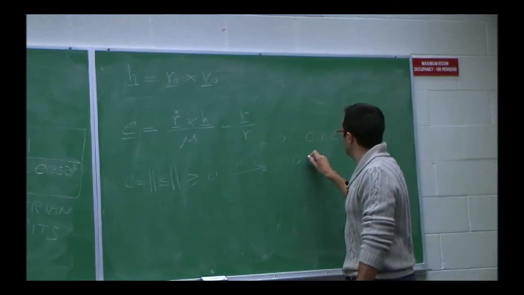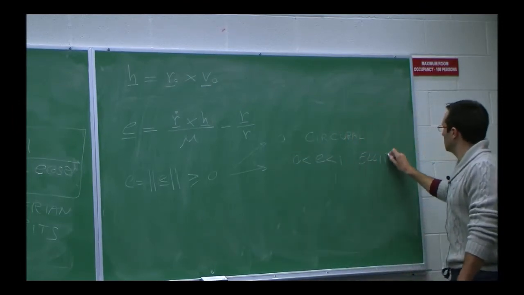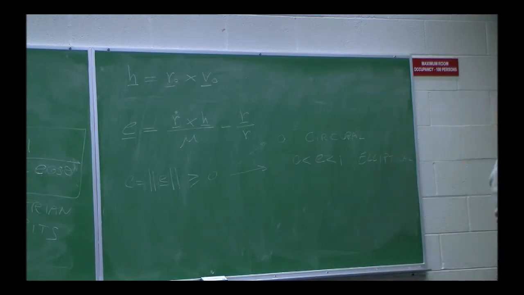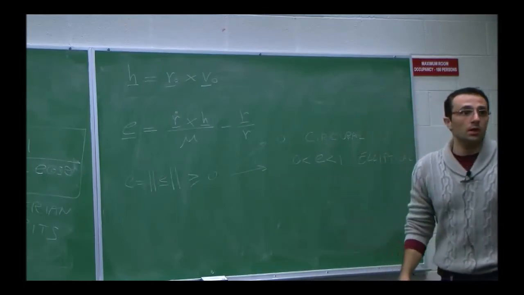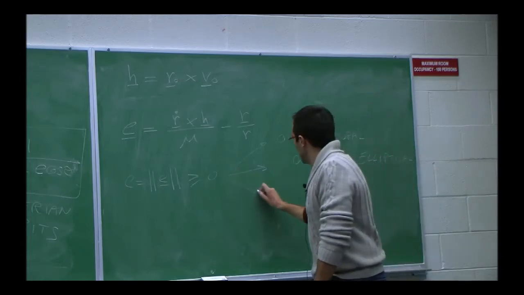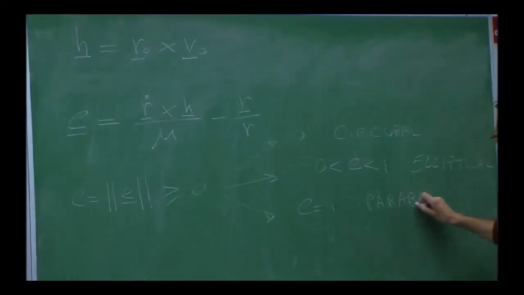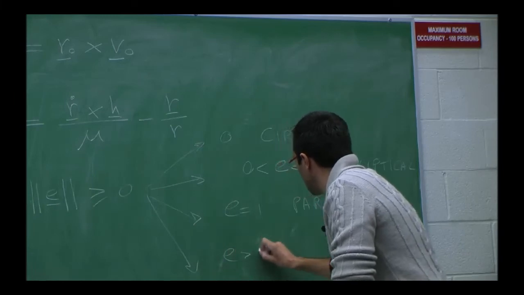Between 0 excluded and 1 excluded, you get elliptical, exactly what we had last time. So try to compute your E vector from that problem we solved last time in MATLAB. Again, compute H and E at initial time, extract the norm of E, you should get something between 0 and 1. If that orbit is closed and it's not circular, that's what you should get. Then if you have E equal to 1, you get parabolic trajectories. Thought I was going to finish this today, but doesn't look like it. And E greater than 1, you get hyperbolic trajectories.